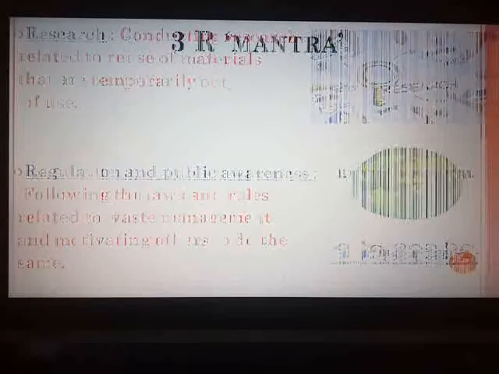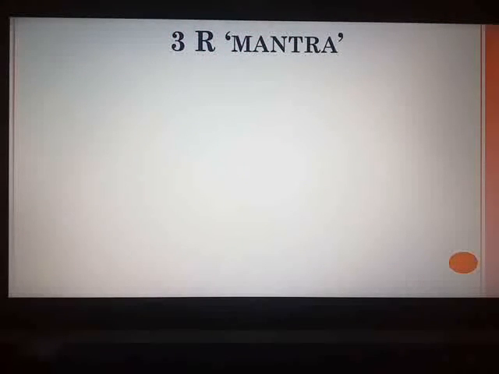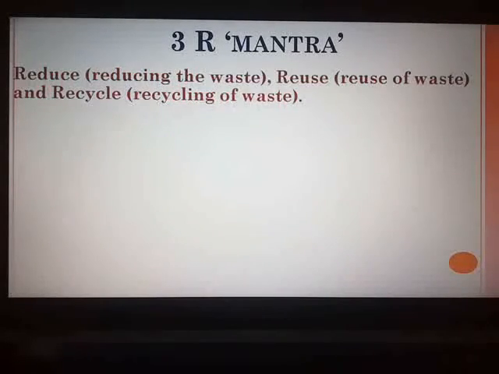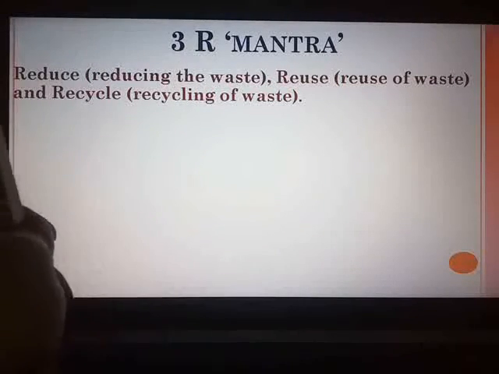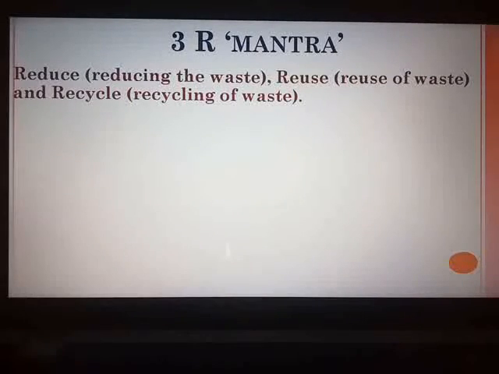The next was the 3R mantra. Again, these are from the principles which we have studied for controlling solid waste. Out of those, only 3 R's are there. One is reduce, reducing the waste. Why 3R? Because the 3 techniques start with R. Next is reuse of the waste, and recycling of the waste. Then some steps we had seen which will help us to keep the environment pollution free and preserve nature's beauty.